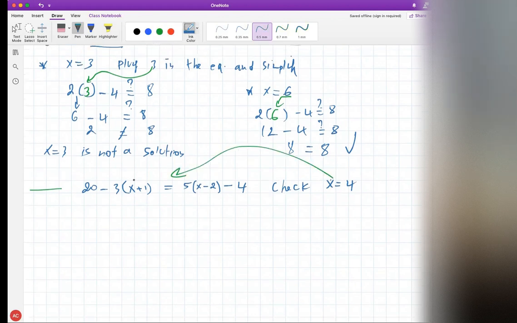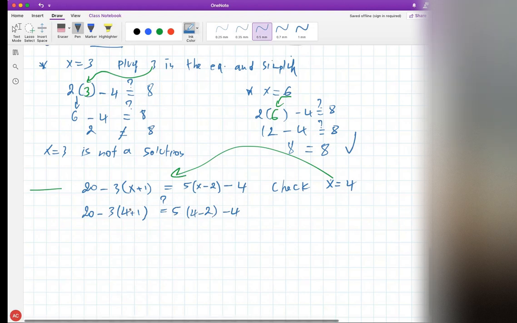All right, so we're going to take the 4 and plug that in here. So it's going to be 20 minus 3 multiplied by what's inside the parentheses, which is 4 plus 1. And here, 5 times 4 again, the same value, minus 2, minus 4. This is not equal to, we don't know yet, so we can't assume it's equal. This would be wrong so far because we don't know for a fact. So we need to put a question mark. We don't know yet. Let's see if it's a solution or not.